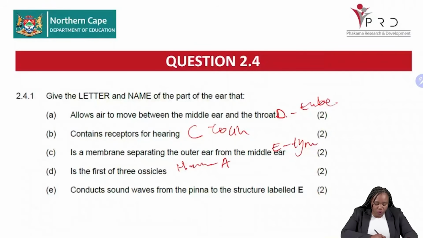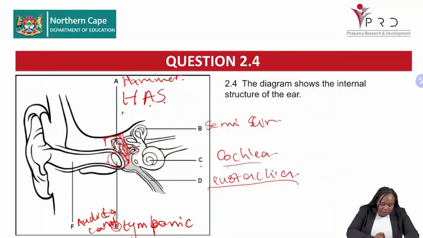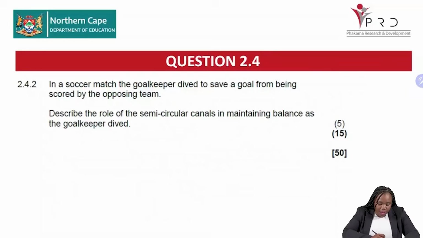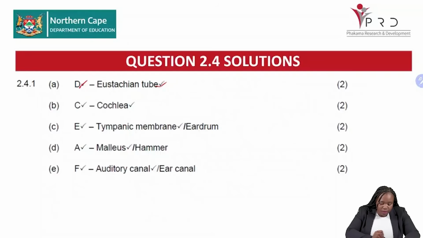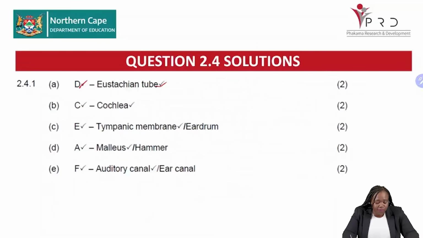Conduct sound waves from the pinna to the structure labeled E. From the pinna to the part labeled E. So that would be this part here, F, which is the auditory canal. So you would have your marks for all of that. The cochlea, C; tympanic membrane or eardrum, E; A, the malleus or the hammer; F, the auditory canal or the ear canal. You can use whichever of these that you prefer.